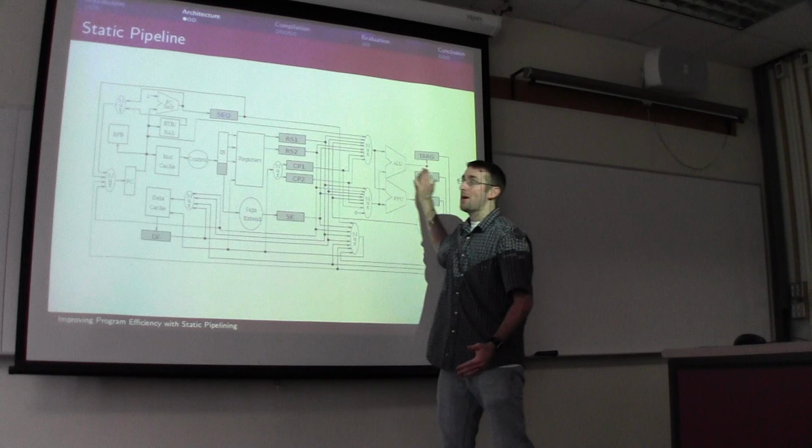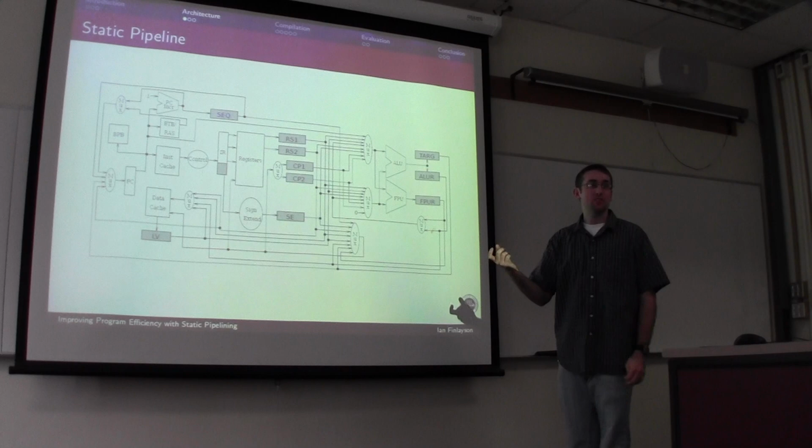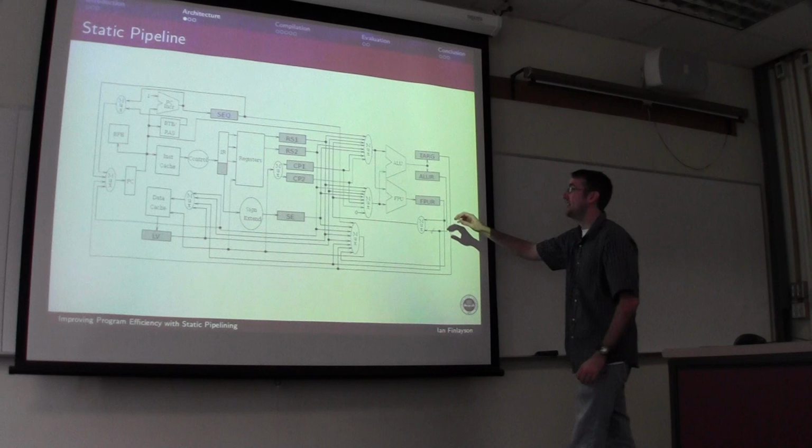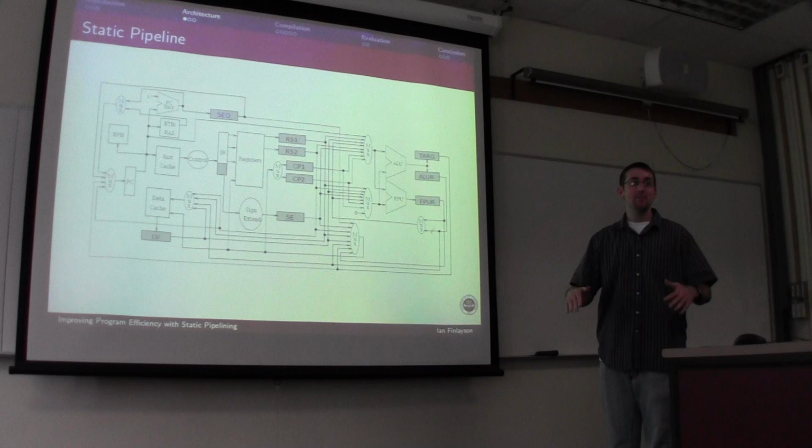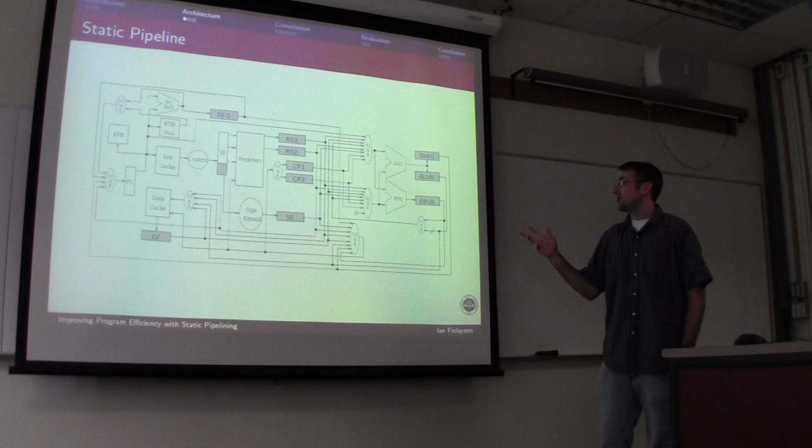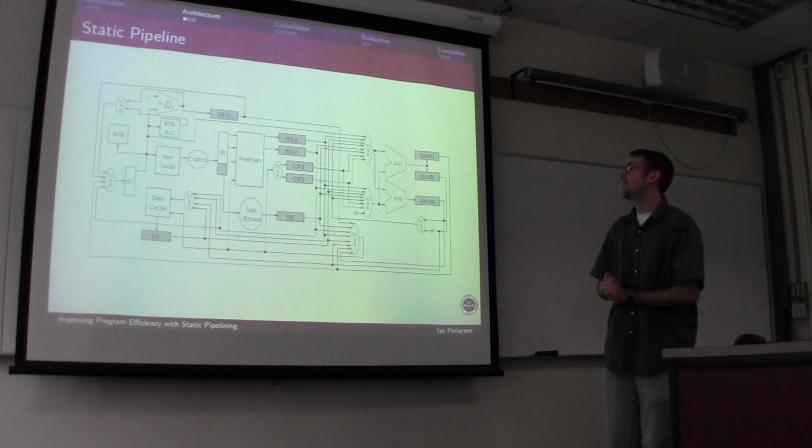A big difference in the static pipeline is that we've replaced the pipeline registers with these 10 named internal registers. And these, unlike the pipeline registers, are architecturally visible, so the compiler can see them and can move data in and out between them. Also, unlike the pipeline registers, they don't have to be read and written every cycle. They can withhold values throughout several cycles. And I'll go over what each of them mean real quick.